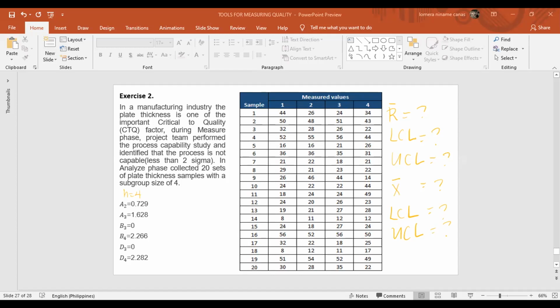Okay, how about the grand average or the average X bar? That's okay, 29.88. And the value for the lower and upper control limits using range: LCL, that's 21.24, and UCL, it's 38.51. Okay, correct.